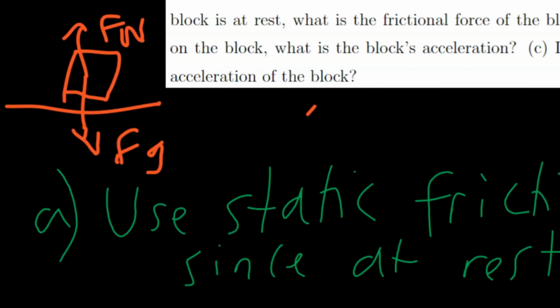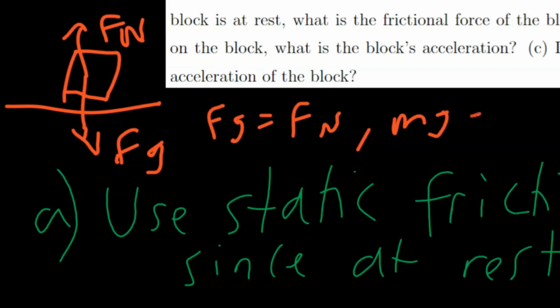So since the force of gravity equals mg and F of g equals F of n, we have that mg has to equal F of n also. Sorry, let me make that better. F of n. Right.